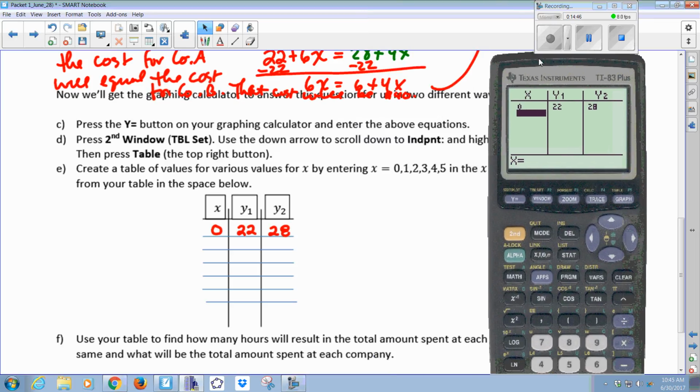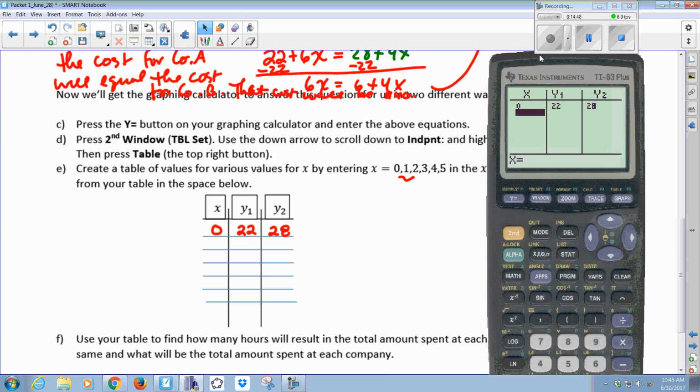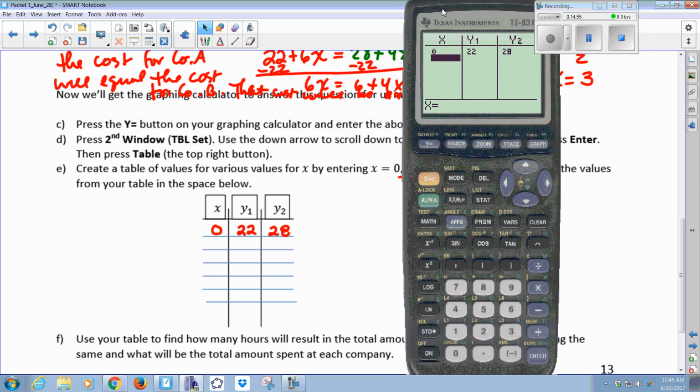So what values of my independent variable would I like to see the costs for? 0, 1, 2, 3, 4, 5. So my next value that I put into my table is 1. And I see that my cost for each company is 28 and 32. And then I put in a 2, and I get 34 and 36. I put in a 3, and I think from our previous example, we expect to see 40 there. Yep, 40 for each company.